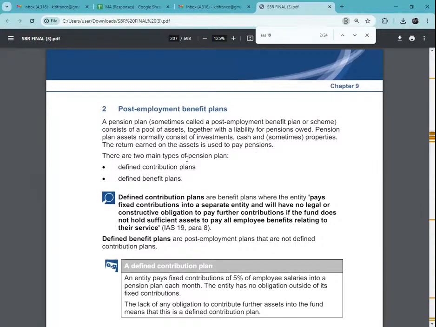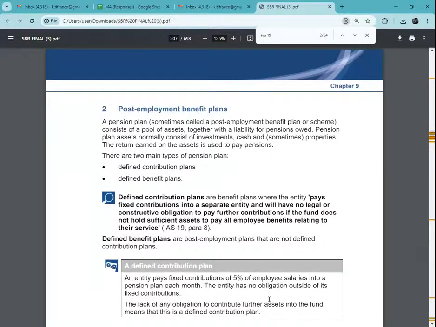There are two types of pension plans. We have what we call a defined contribution plan, and we have what we call a defined benefit plan. Ladies and gentlemen, if you remember what we said yesterday, defined contribution plans are benefit plans where the entity pays fixed contributions into a separate entity, and will have no legal or constructive obligation to pay further contributions if the fund does not hold sufficient assets to pay all employees' benefits relating to their service.